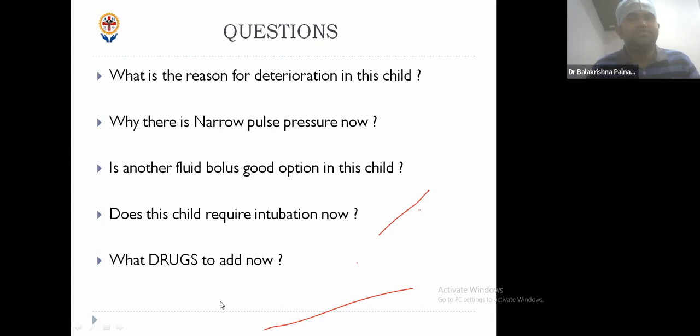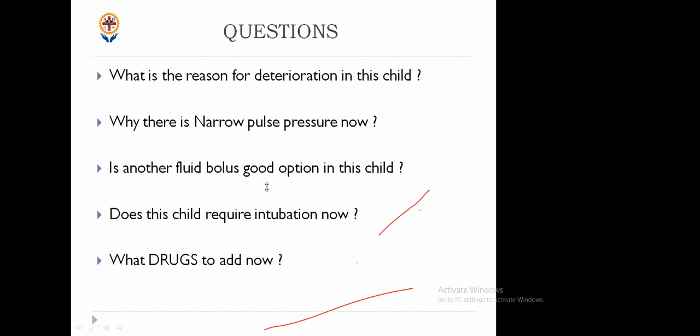So what could be the cause? Why in narrow pulse pressure does your systolic have to be low? Sir, why? In aortic regurgitation, you will see wide pulse pressure. Coronary diastolic filling is low, and we will see narrow pulse pressures. Okay, sir. I agree with your point.